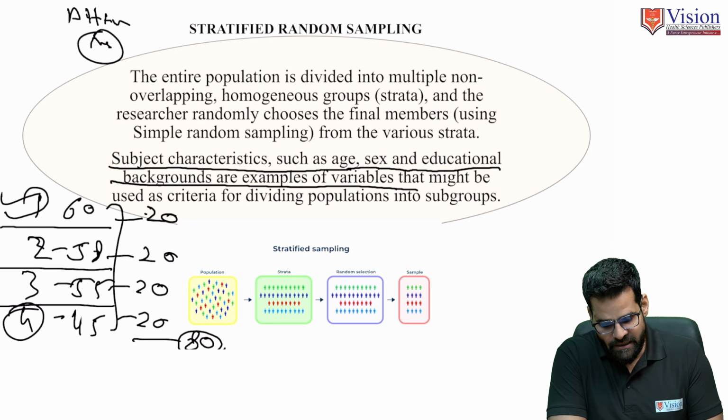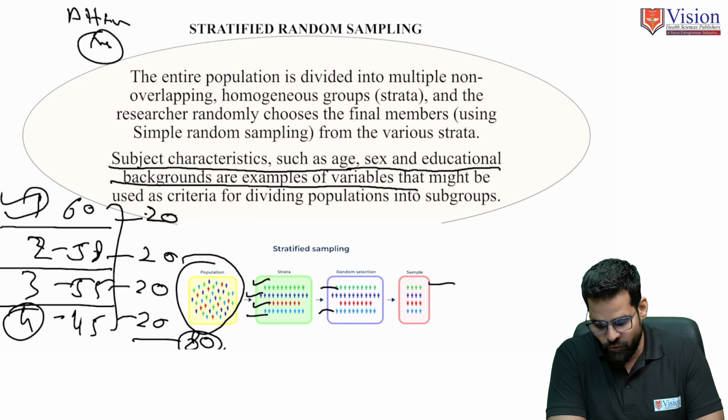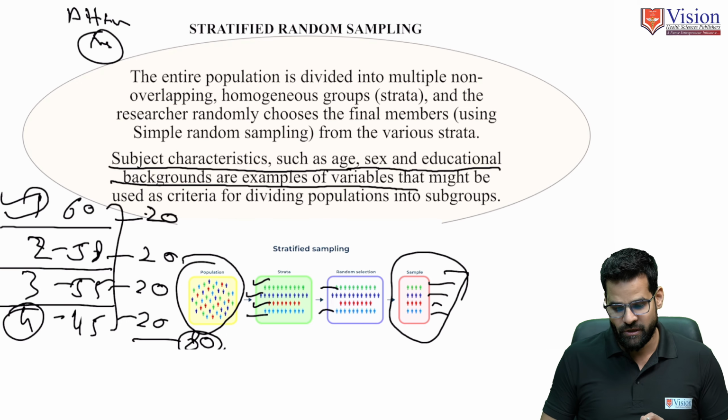As you can see here, first we have a mixed population, from there we made strata, as you can see green, then blue, then red, and then again blue, sky blue, and from each stratum we selected randomly. You can see there are 4, 4, 4 and 4. So adequate representation is being ensured in this.